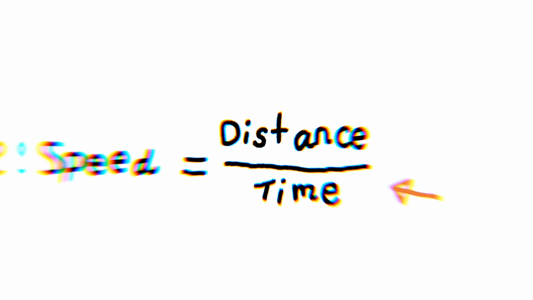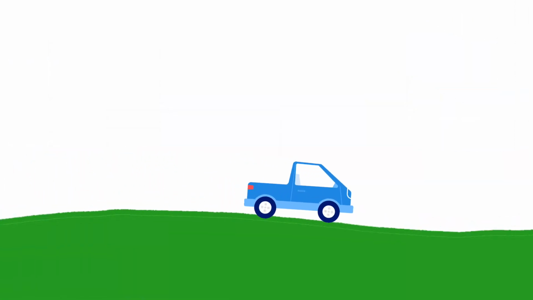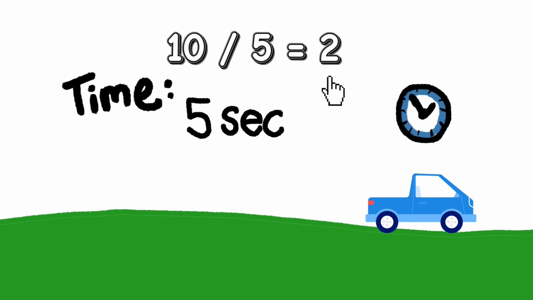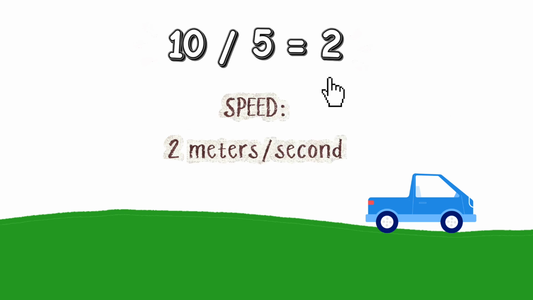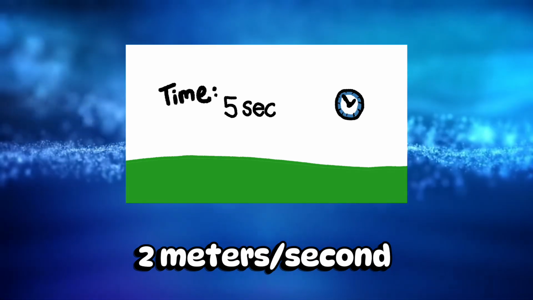Here is a definition of speed. We will test this equation out later in the video. Let's test this equation out. The car drove 10 meters and it took 5 seconds to drive that. That means the car drove 2 meters every second.